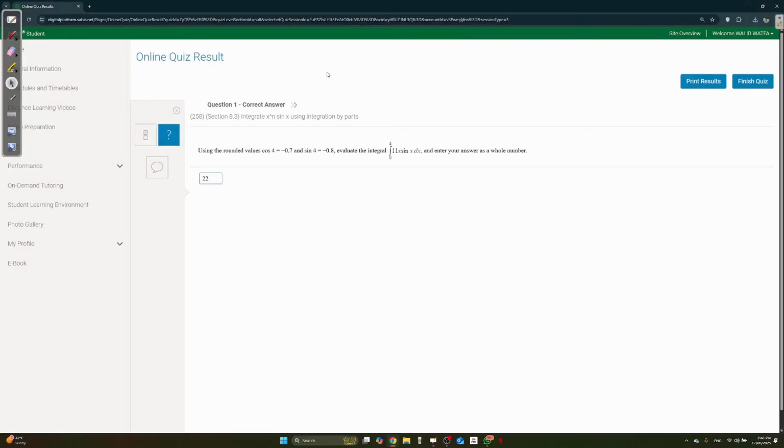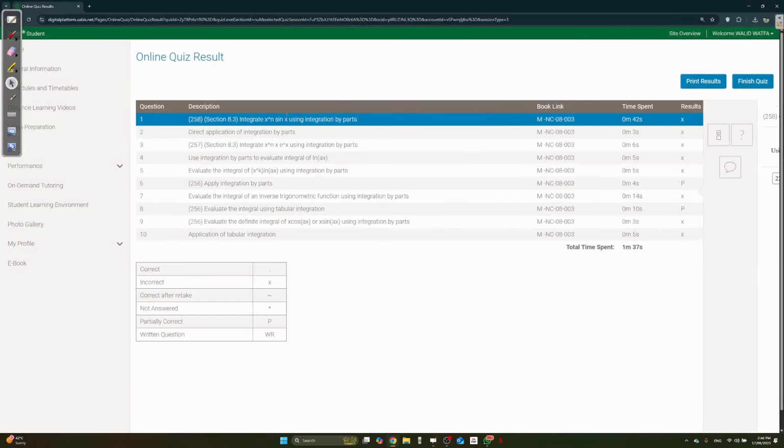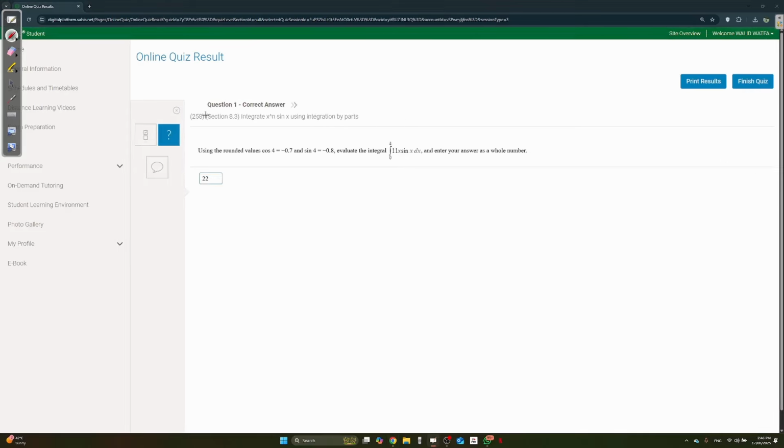Okay, 8.3, all about integration by parts. Sometimes in math, when you want to integrate something, you can't use u substitution. If you use u substitution, you won't be able to cancel anything out, and you have a product.